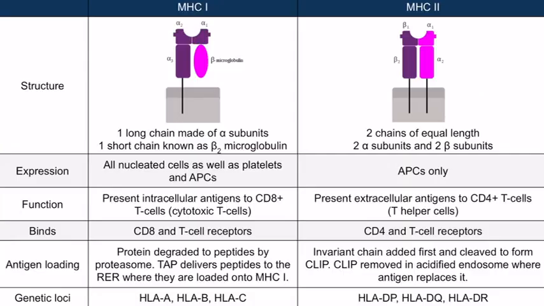Okay, so now we covered antigen loading for both MHC1 and MHC2. The main points are summarized here on our chart. The last point we want to cover in this lecture is the genetic loci of MHCs. As we mentioned earlier, MHCs are encoded on a gene complex called HLA. Within that gene complex, specific loci code for either MHC1 or MHC2. Let's take a look at this visually.